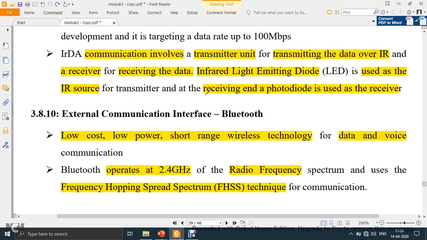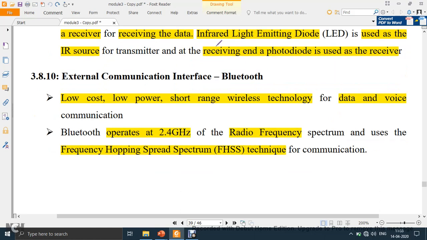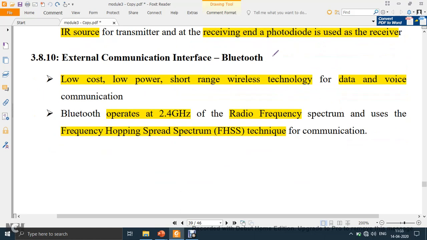And at the receiver, what will be there? There will be a photodiode. So there will be a receiver, and in that there is a photodiode which is sensitive to IR wavelength. Okay, so this is what is IrDA, wireless communication, half duplex. Okay, half duplex. So next one is Bluetooth.